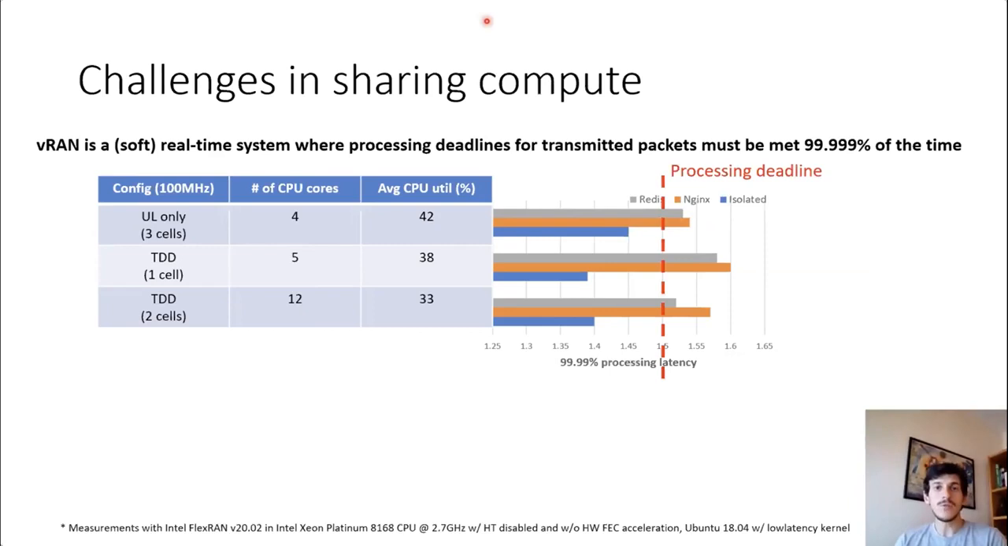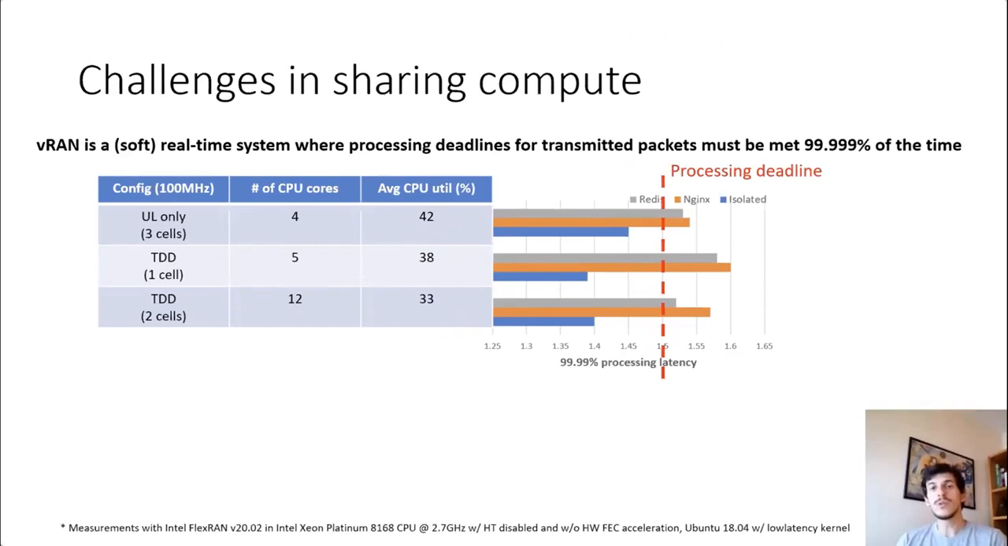And as you can observe from the table on the left, in all the scenarios that we studied, the average CPU utilization of the vRun was less than 42%, meaning that there were plenty of idle CPU cycles that other workloads could use, at least in theory. However, the introduction of such workloads caused the violation of many vRun processing deadlines, which is what you see here on the right with the dashed red line. And this led to reduced vRun reliability that was actually less than 4 nines.